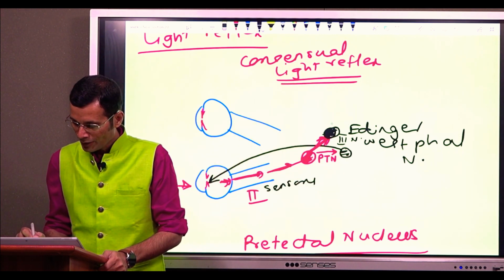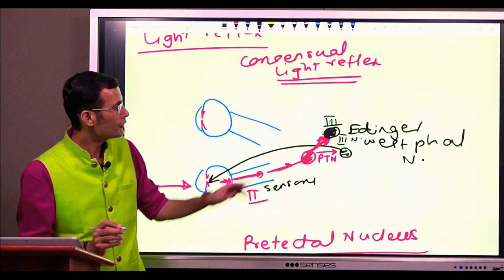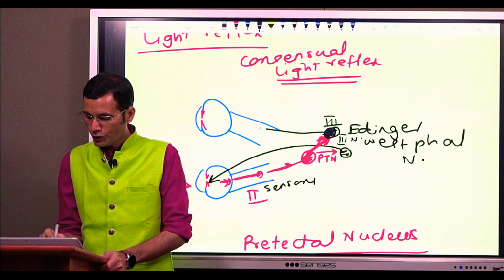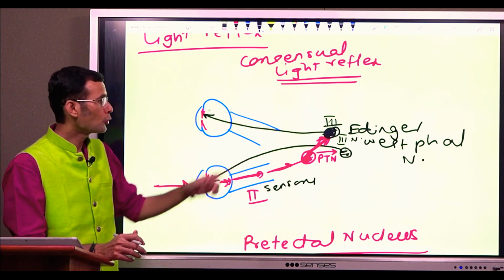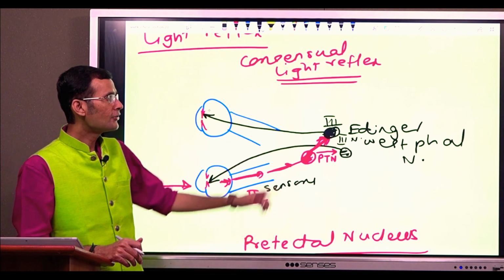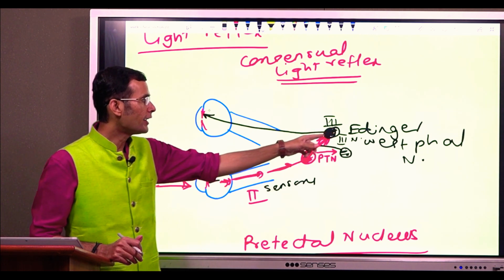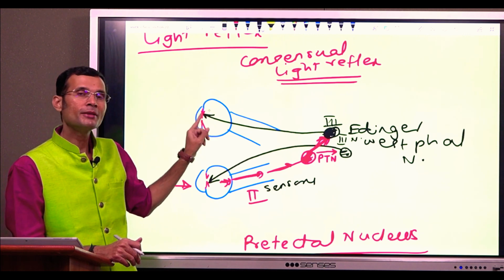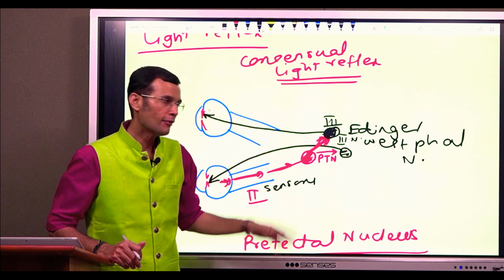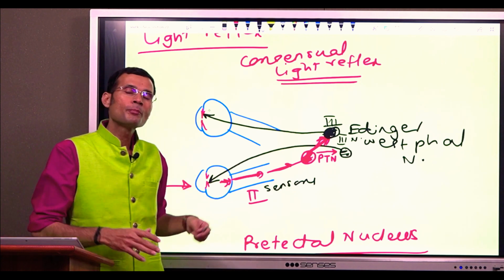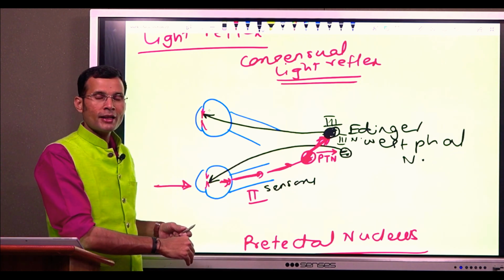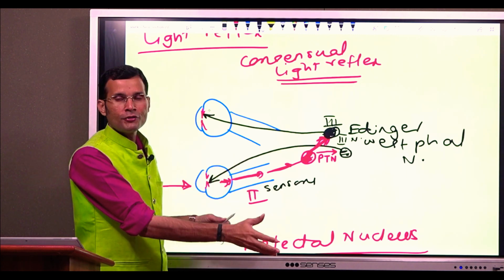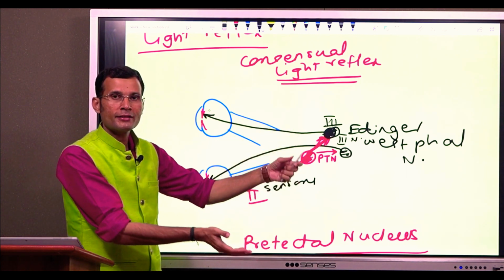This is the Edinger-Westphal nucleus of the opposite side. So, the third nerve on the opposite side has also got stimulated, and it will carry the impulses back to that eye, and constriction will be seen in the opposite eye as well. So, my point was, the pretectal nucleus on one side is connected to the third nerve nucleus on both sides.